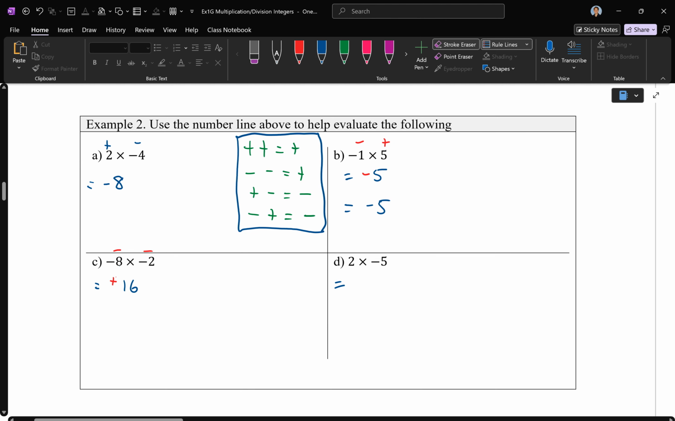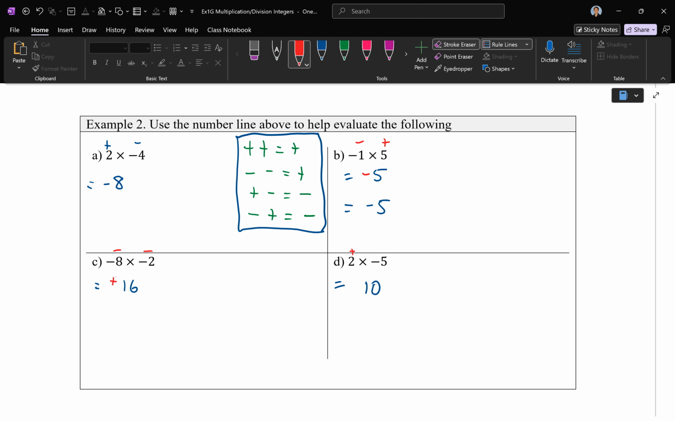Fitzroy? Very good. Perfect. 2 times 5 is 10. And this is positive, negative. So positive, negative gives you a negative answer. So yes, you're correct. The answer is -10.